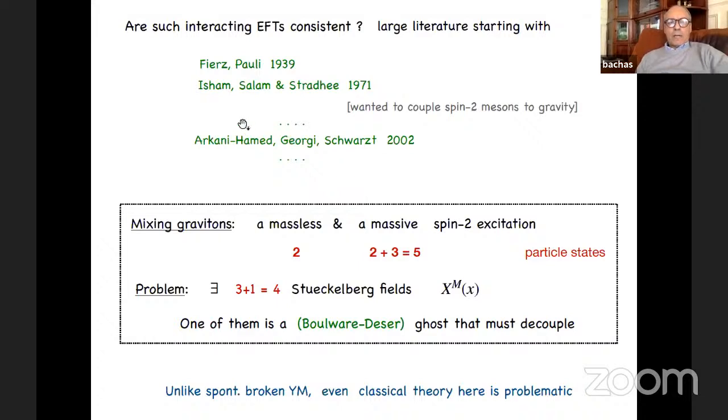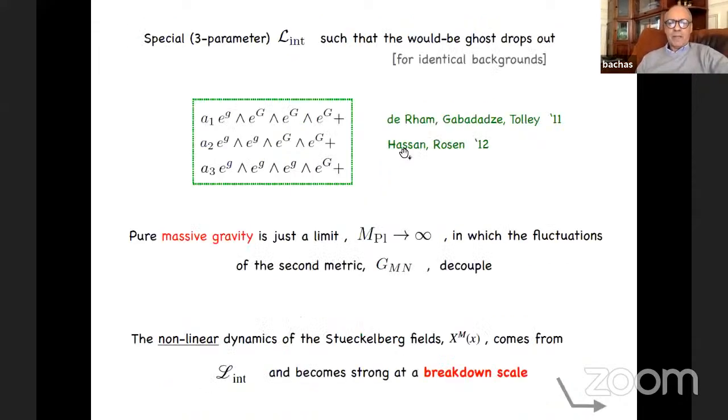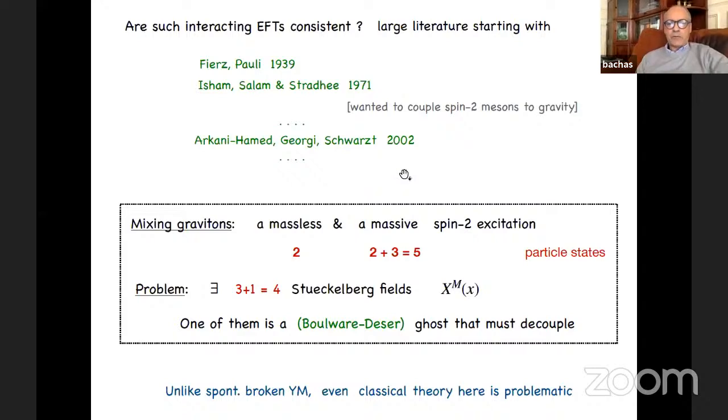And before saying a little more, let me say that this story has also a long history. I mean, the first question is whether such effective classical field theories are at all consistent. This starts with Fierz and Pauli. Much later, Isham, Salam, and Strathdee, who wanted basically to couple spin-2 mesons, ordinary mesons, to gravity, thought again about reinstituting double diffeomorphism invariance. And maybe the paper that started the modern interest in this way of thinking was the Arkani-Hamed, Georgi, Schwartz paper in 2002. But since then, there is a very large literature.